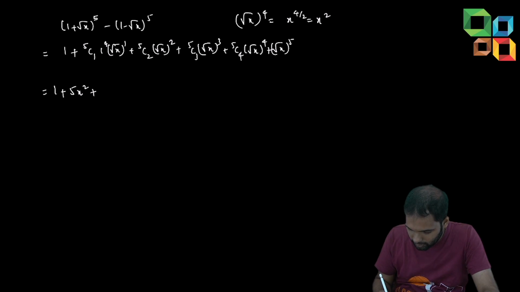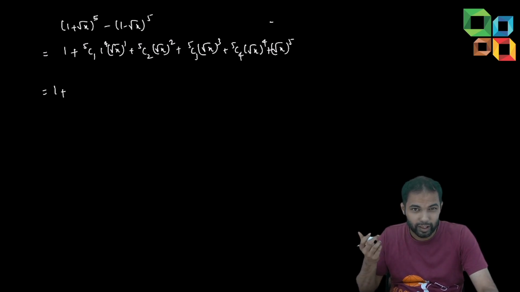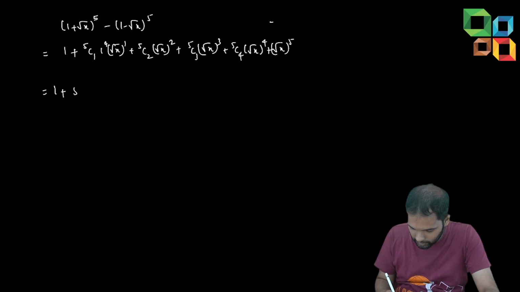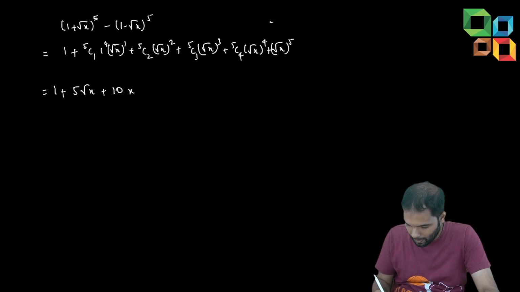Next should be what? So it is 1 power 4 into root x. So it remains as root x. So it's 5 root x. Next is 5c2. We already know it's 10. Root x square. We know what is root x. Root x is x power half whole power 2, which is x power 1.